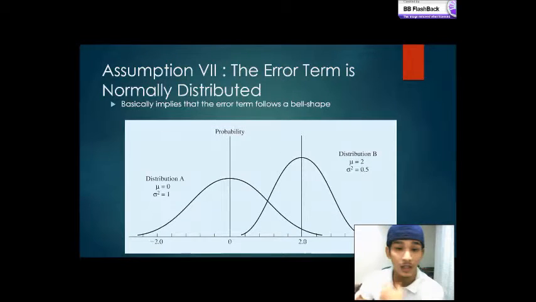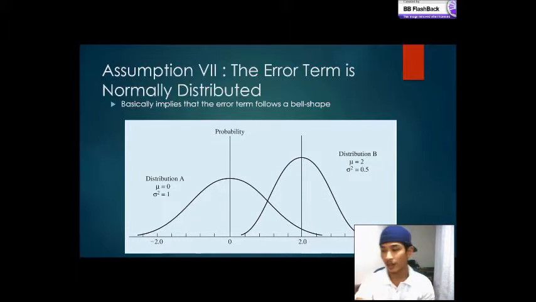As you can see from the given graph, there are distribution A and distribution B. In distribution A, you can see that the mean is equal to 0 and the variance is equal to 1. In distribution B, we can see that the mean is 2, whereas the variance is equal to 0.5.